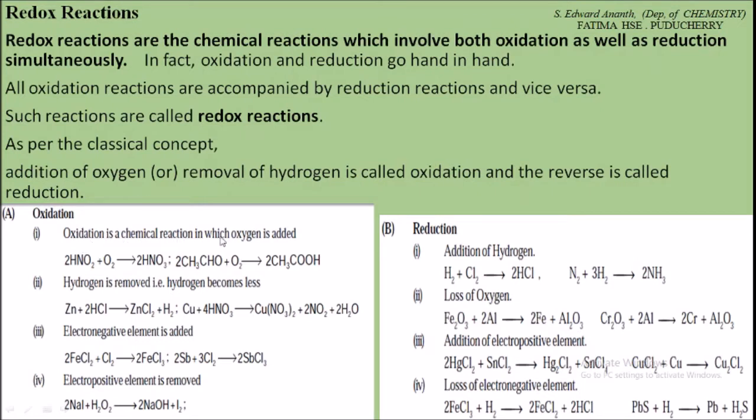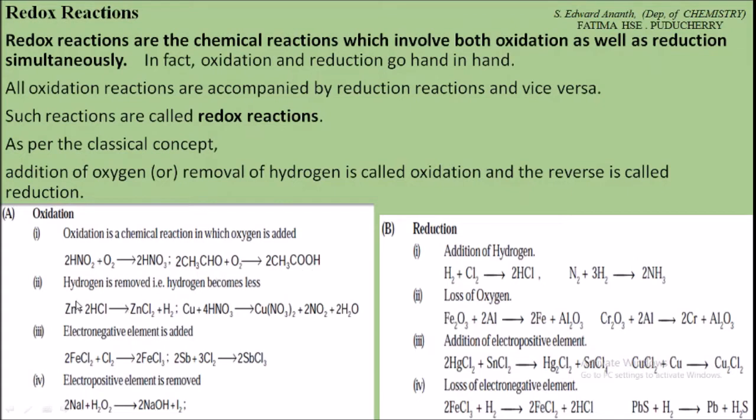Oxidation is a chemical reaction in which oxygen is added. In HNO2, if you add oxygen, you get HNO3. Nitric acid is obtained. So, oxygen has been added. Added product has been obtained. If an aldehyde is oxidized, we obtain carboxylic acid. So, these are all addition of oxygen.